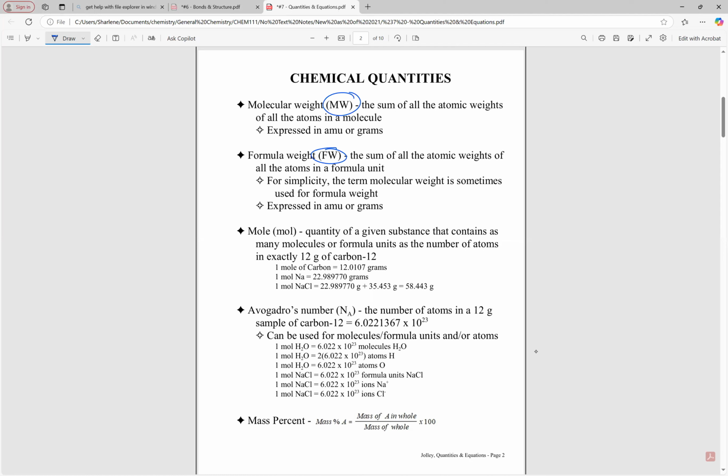All right, so what is the formula weight or the molecular weight? Well, it's how much each of the atoms weighs. And we can talk about one atom, okay, which is AMUs, or we could talk about overall a whole bunch of them, and we could say grams.